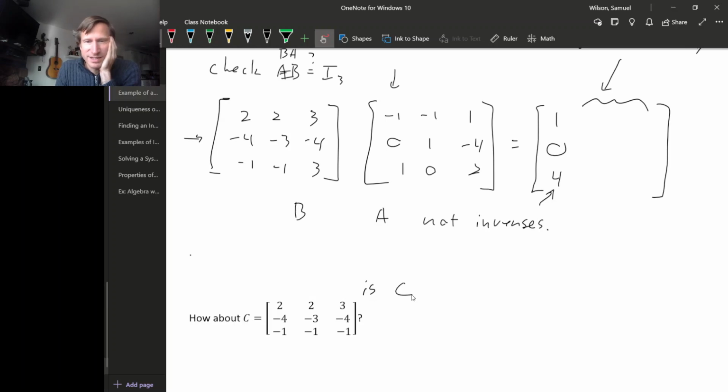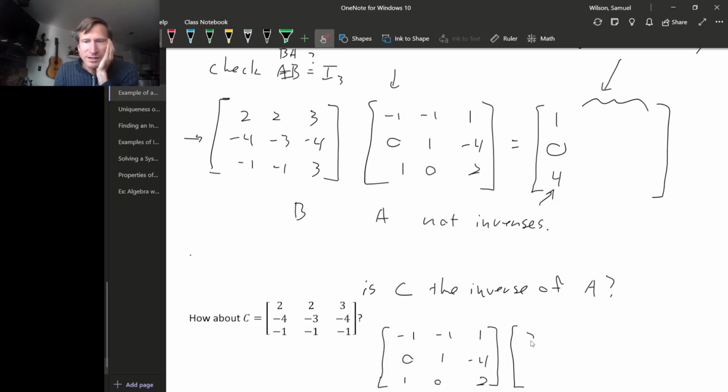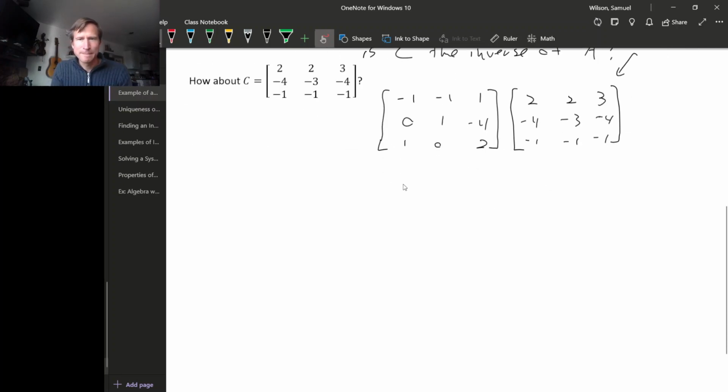So is C the inverse of A? Well, let's check, right? We just have to do a matrix multiplication. Let's do A times C, so minus 1, 1, 0, 1, minus 4, 1, 0, 2. Multiply that by C, 2, 2, 3, minus 4, minus 3, minus 4, minus 1, minus 1, minus 1. Notice that this is almost the same matrix as B. Just a couple entries here are different.